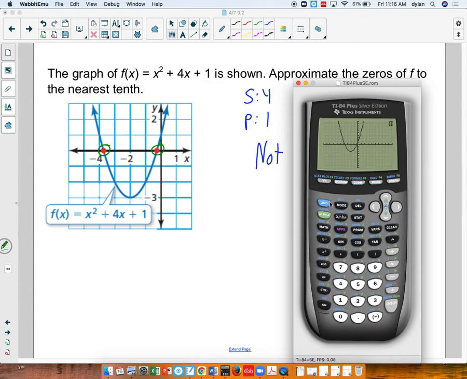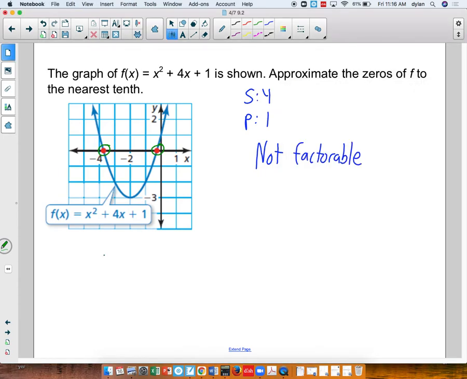So I can go to second calculate, go down to number 2, the zero one, and it's going to ask me left bound first. So I go to the left of the one I want, hit enter. I go to the right of the one I want and hit enter, and then I guess. So my first zero would be negative 2, and we want to approximate to the nearest tenth. So my first zero would be x equals negative 0.3.